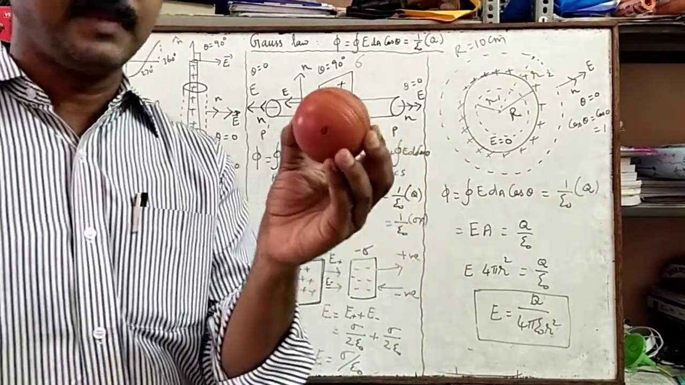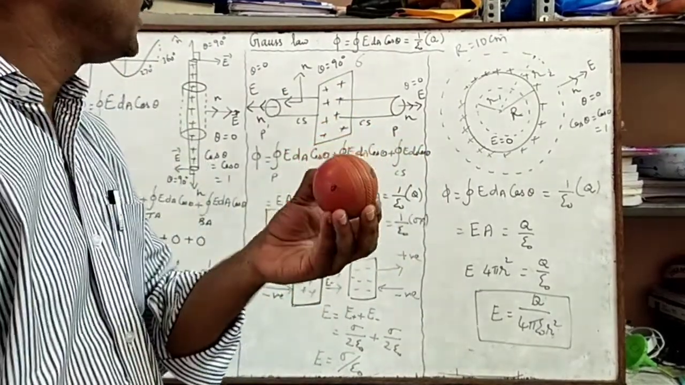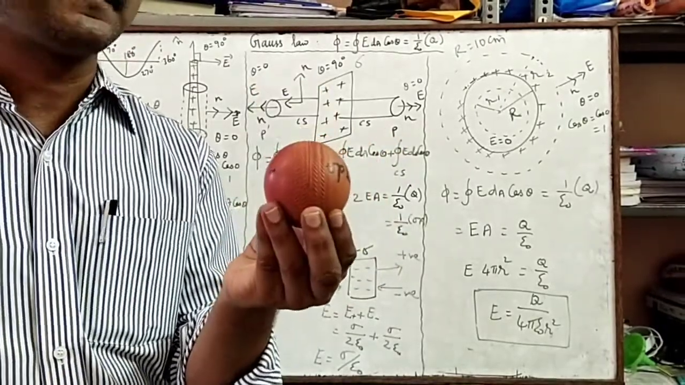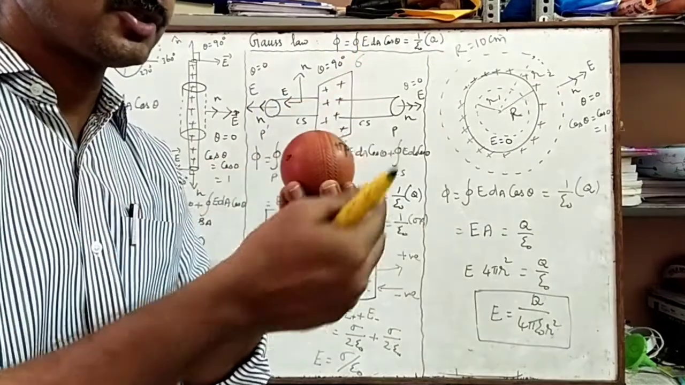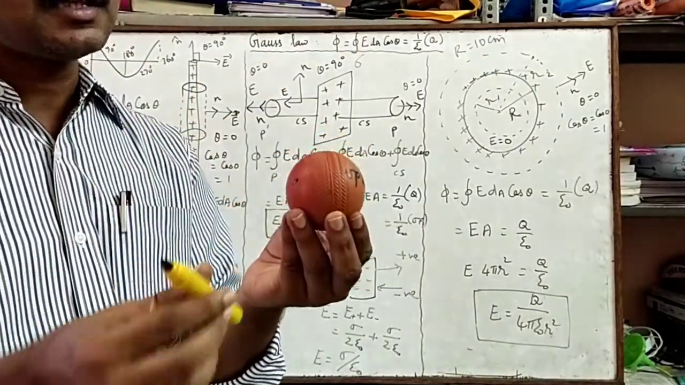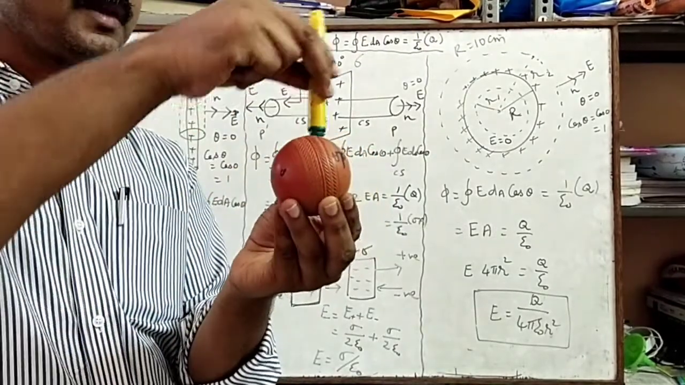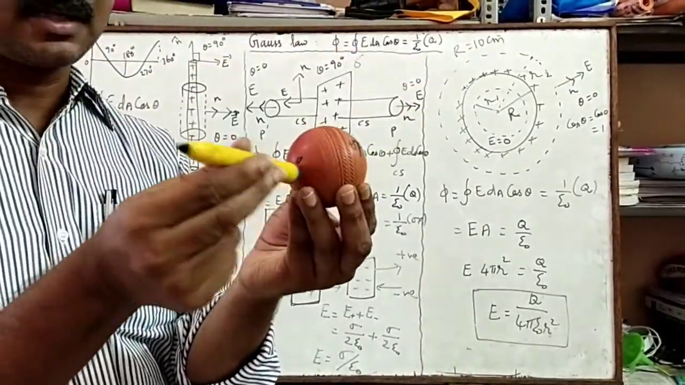Imagine this is a metallic sphere of radius 10 cm. Just for understanding, let us take it as 10 cm. This sphere is being fully charged. On the surface, wherever I find out, this is going to be the direction of electric field. Electric field will be normal to the metallic sphere.